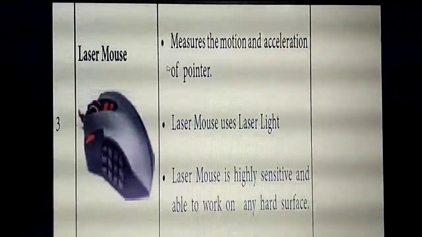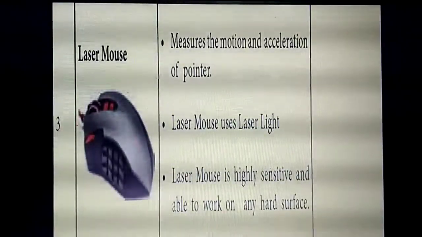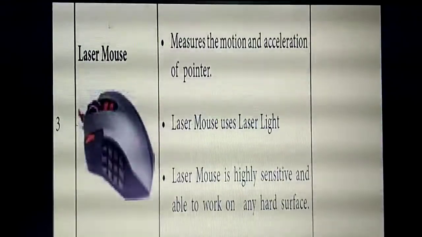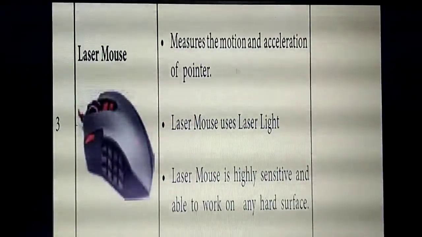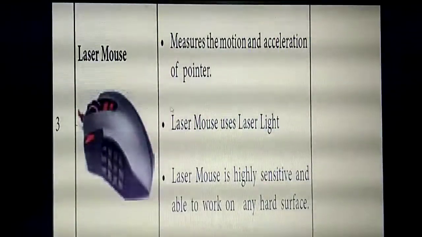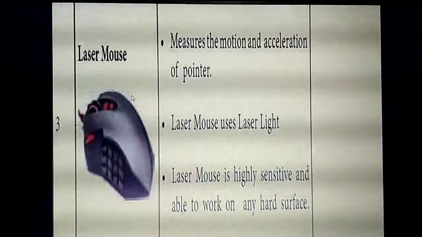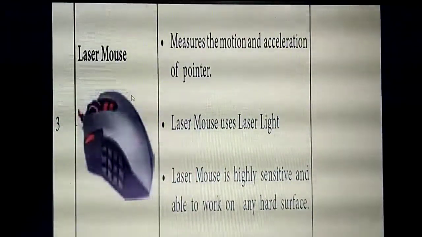Next, the third type is the laser mouse. What's the third kind of mouse? Laser mouse. Okay. So here also the laser mouse is the same. If you are using the laser mouse, you can see the same pointer on the screen. The same point: it measures the motion and acceleration of a pointer. But what's the difference? The laser mouse uses laser light. This laser mouse works based on laser light.